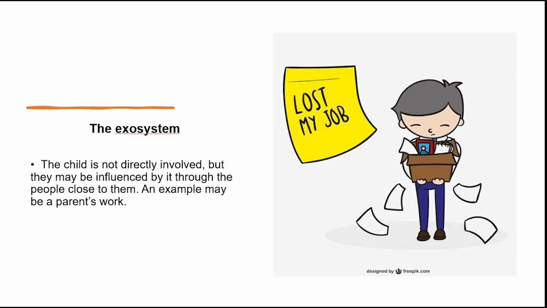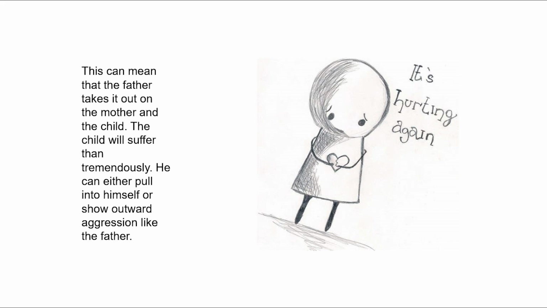The exosystem. Here the child is not directly involved, but they may be influenced by it through the people close to them. For example, let's say a father loses his job. This will be affecting the child. The child does not know what is going on, and the father is angry and takes it out on the mother and the child or the children around him. The child will suffer tremendously. He can either pull into himself or he can show an outward aggression like his father.